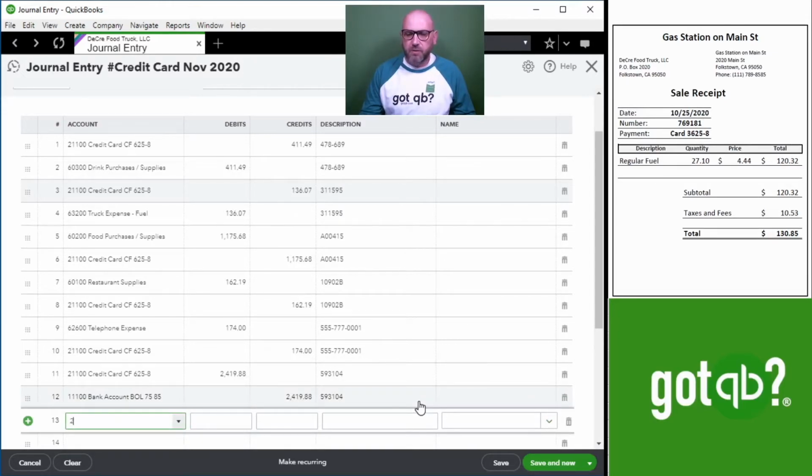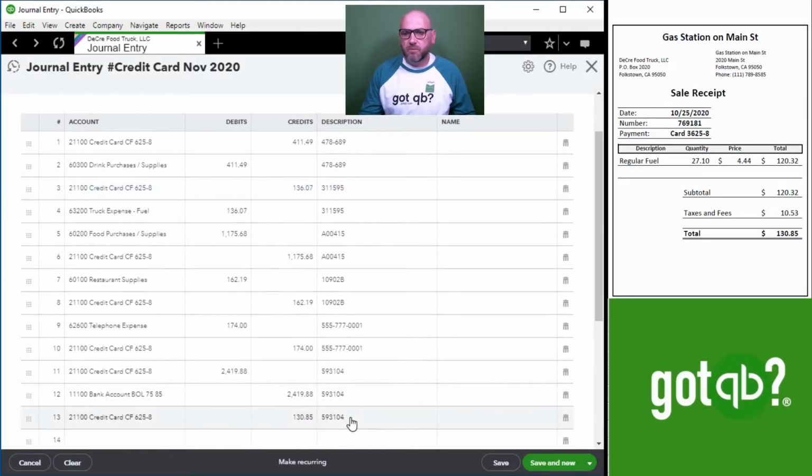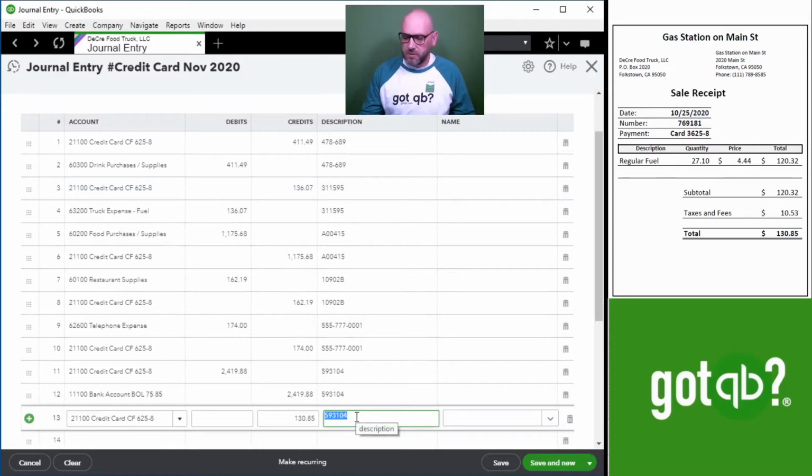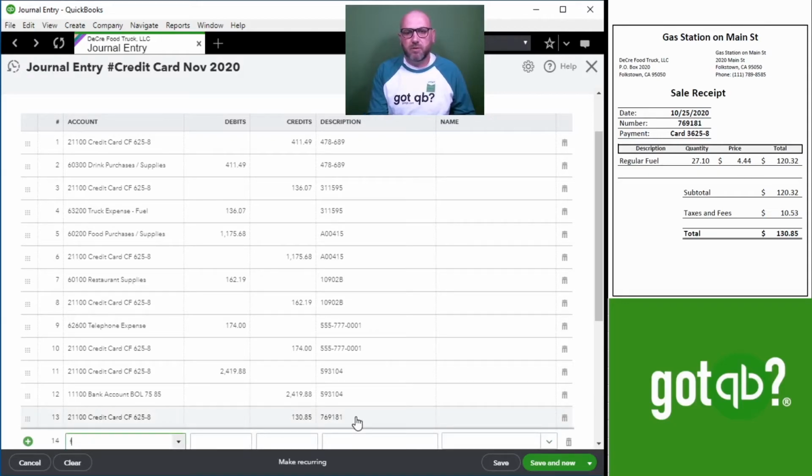And we have one more gas station receipt. All right, so again, what's happening? Well, liabilities go up because we borrowed to pay for that fuel. All right, but let's enter the correct one. 769. All right, but what else is happening? Our fuel expense goes up.